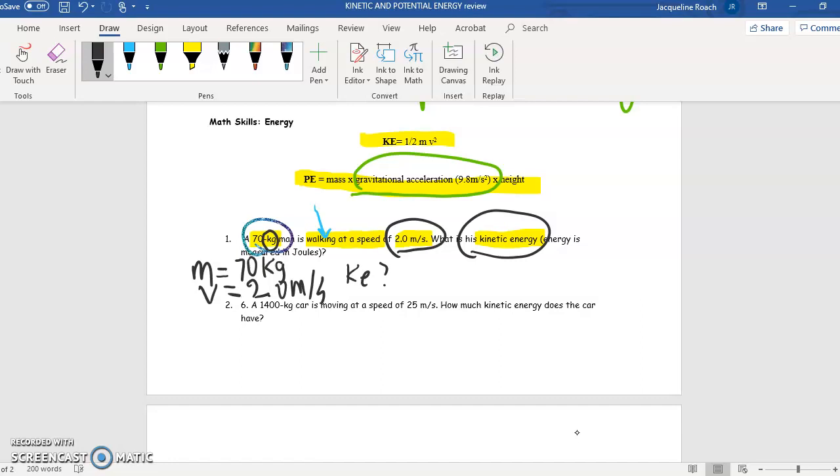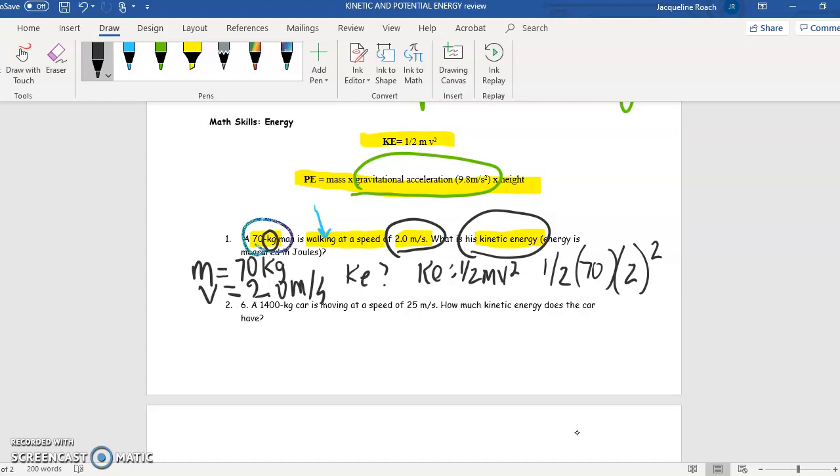My equation's at the top. I know kinetic energy is 1/2 mv squared, and now I just plug in. So my m for mass is 70 kilograms, and my v for velocity is 2, and I'm going to square that. And then I just plug it straight into my calculator.